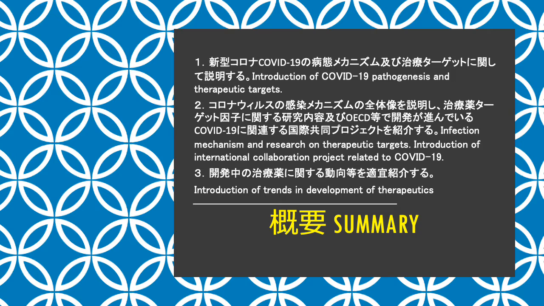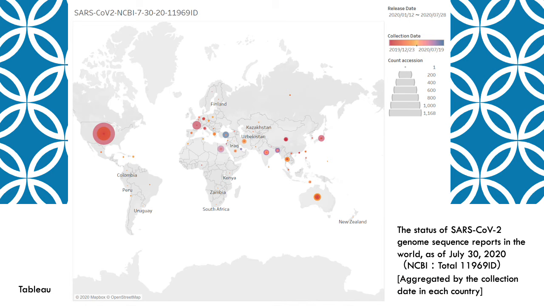Finally, as the third movie, I would like to introduce the trends in the therapeutic drugs under development. This slide maps the status of new coronavirus genome sequence reports from around the world to a global map as of July 13.